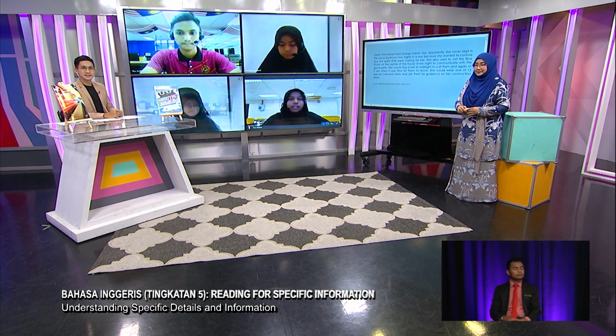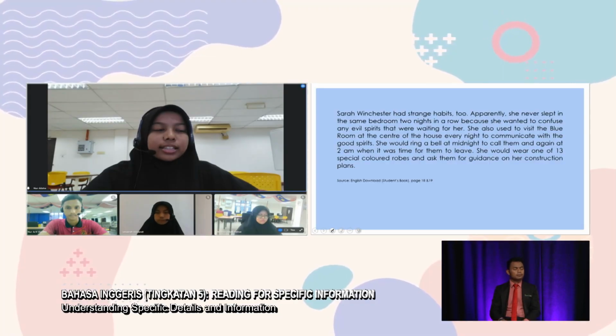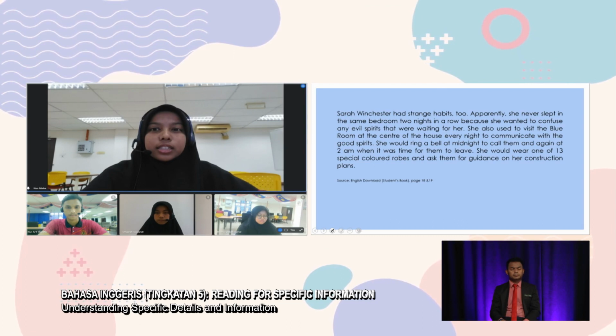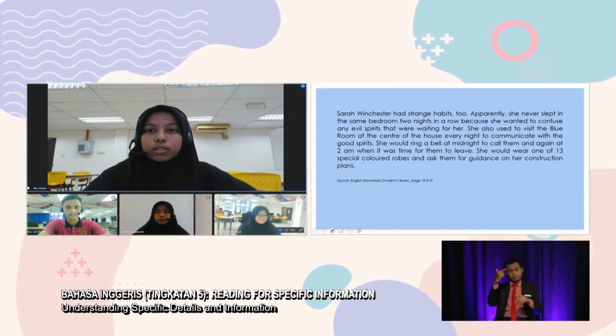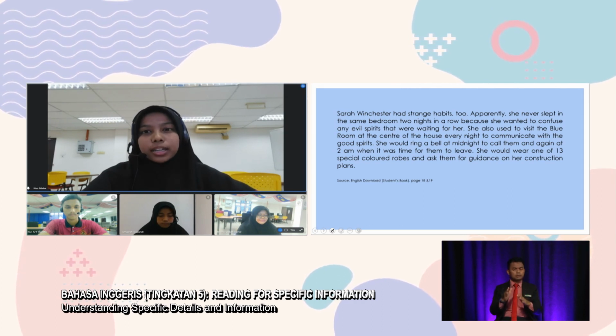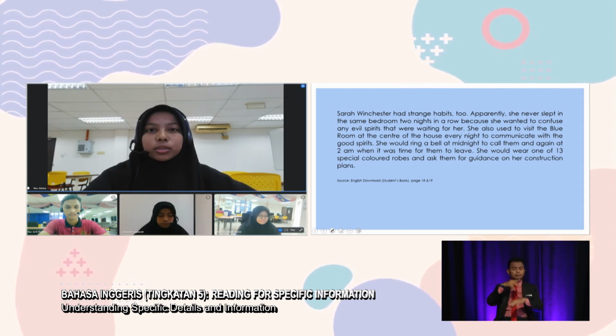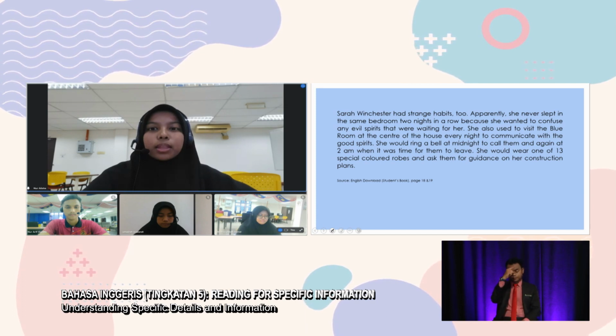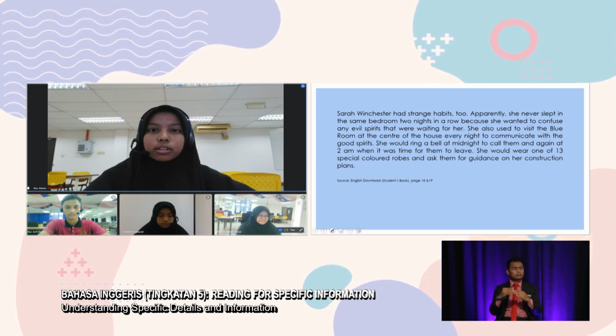Alicia. Sarah Winchester had strange habits too. Apparently, she never slept in the same bedroom 2 nights in a row because she wanted to confuse any evil spirits that were waiting for her. She also used to visit the blue room at the center of the house every night to communicate with the good spirits. She would ring a bell at midnight to call them and again at 2 a.m. when it was time for them to leave. She would wear one of 13 special colored robes and ask them for guidance on her construction plans.